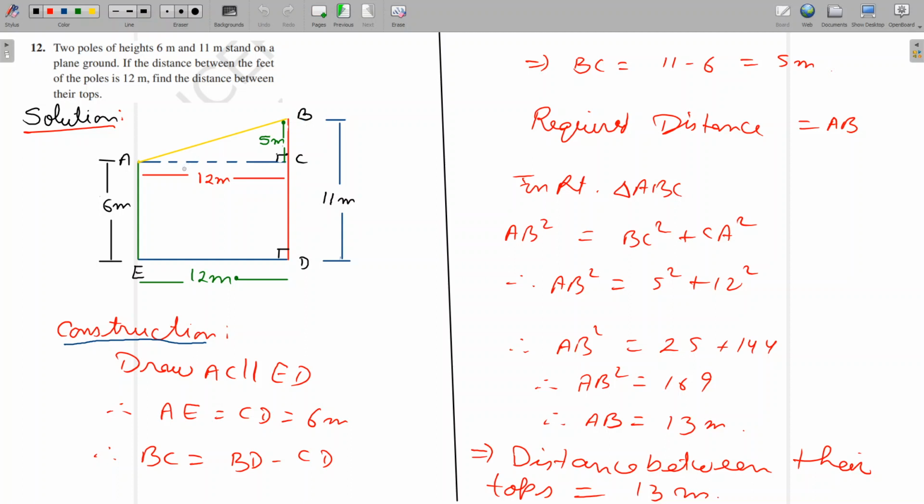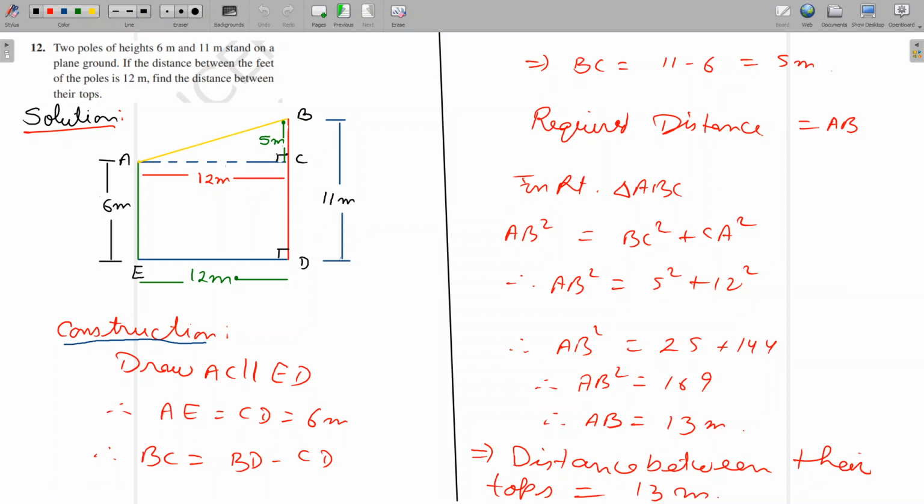So what we'll do is, we'll draw AC, a line parallel to ED, and then what we will get is ACDE will be a parallelogram or a rectangle. Then the length of AE will be the same as CD. Therefore, if AE is 6 meter, the length of CD will also be 6 meter, and it is given to us BD is 11 meter. So we will be getting BC as 11 minus 6, that is 5 meters.